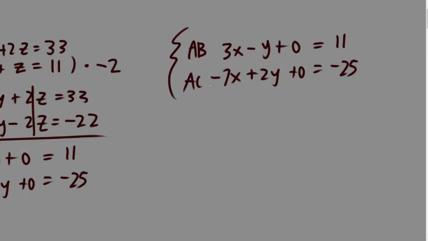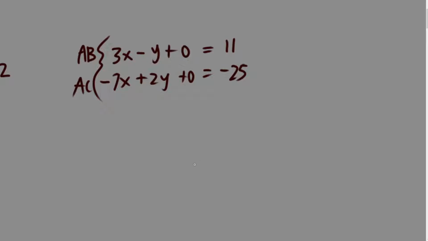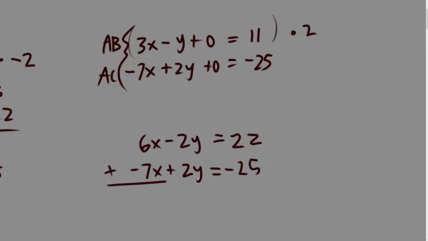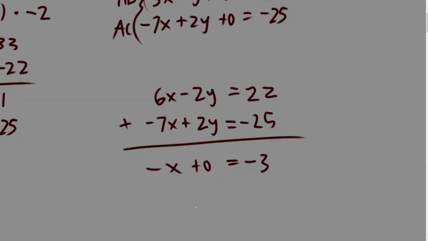So we can do either elimination or substitution, whichever one you prefer. I'm going to do elimination. I'm going to take this first one and times it by 2 to get rid of the y's because that looks easier to me. So I'll have 6x minus 2y equals 22. And I'll have negative 7x plus 2y plus 0 equals negative 25. I'll add these two together, and that'll give me negative x plus 0 equals negative 3. Divide both sides by negative 1, and that gives you x equals positive 3.